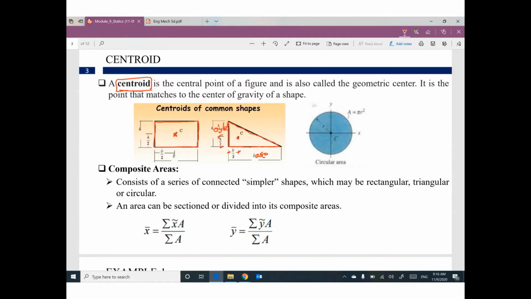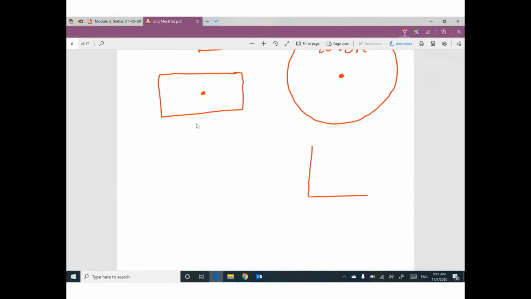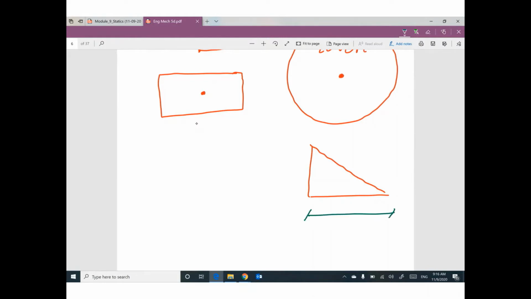This point is very important. Please pay attention. If you have a right angle triangle, this distance is called the base. This distance is called the height. If you need to figure out where the centroid of this right angle triangle is, it looks like here: at a distance from this side equal to 1/3 of the base, and a distance from this side equal to 1/3 of the height.